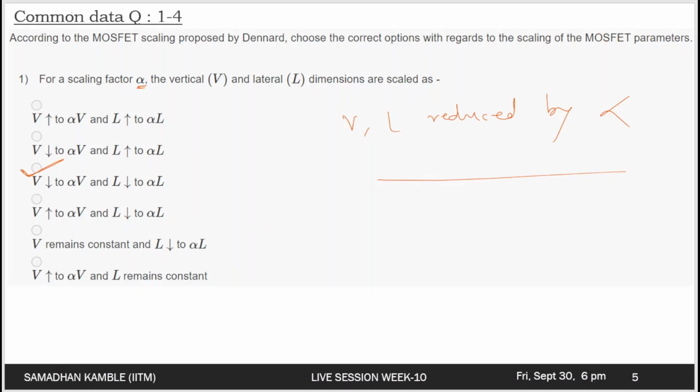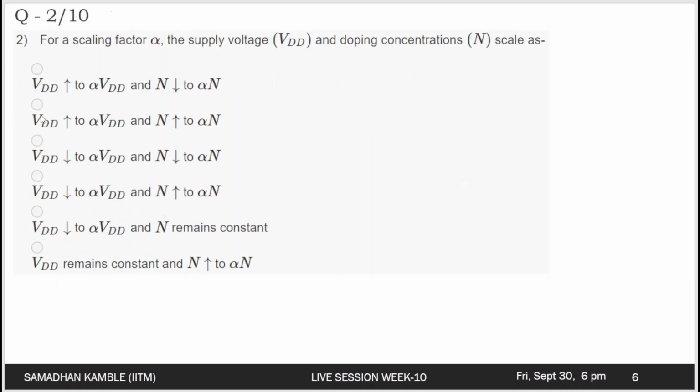Okay, going to the second parameter, that is, for a scaling factor of alpha, the supply voltage VDD and doping concentrations N scale as. So again, we reduce VDD by alpha, and we increase the doping concentration N by a factor of alpha. So the VDD is reduced by alpha, and the doping concentration is reversed, that is increased by the factor of alpha. So the correct option for this particular question is option D here.